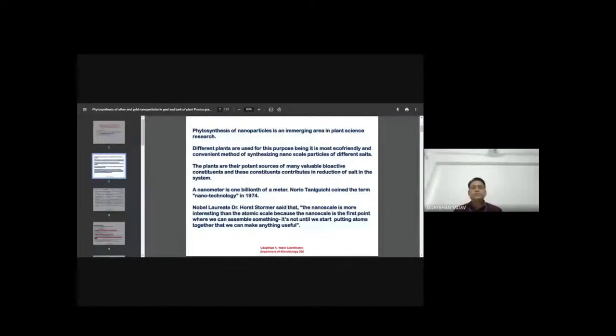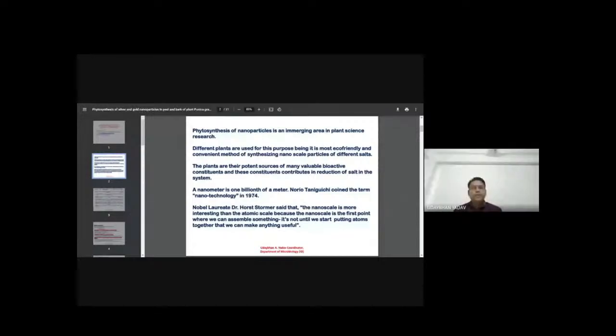Phytosynthesis of nanoparticles is an emerging area in plant science research. Different plants are used for this purpose, being the most eco-friendly way of synthesizing nanoscale particles of different salts. Plants are potent sources of many valuable bioactive constituents, and these constituents contribute to the reduction of salt in the system. A nanometer is one billionth of a meter.